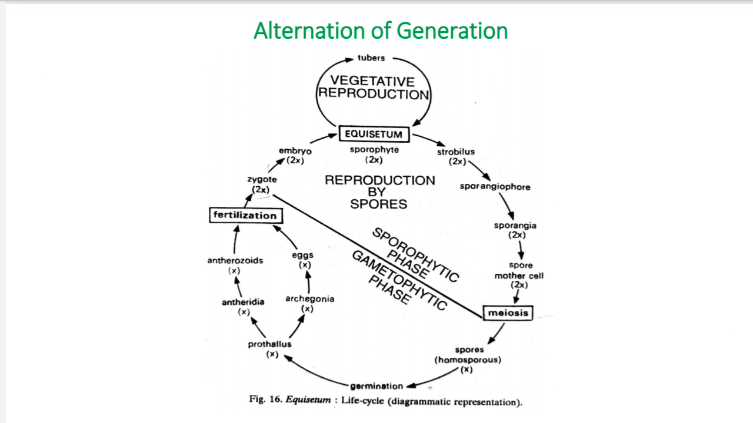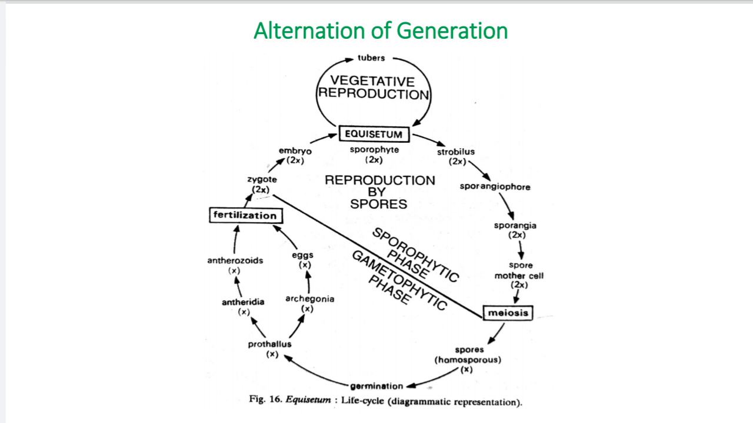In the alternation of generation, first, Equisetum is the main plant body, the sporophytic plant body, which is the diploid plant body and is long-lived. It is typically green and nutritionally independent. So these are the characteristics of the sporophytic plant body of Equisetum. At maturity, the underground rhizome produces tubers, and these tubers cause vegetative reproduction in Equisetum. Sexual reproduction is carried out by the antheridia and archegonia, which develop on the prothallus, or gametophytic plant body.